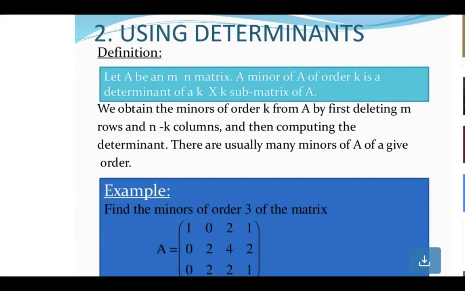We obtain the minor of order K from A by first deleting M minus K rows and N minus K columns and then computing the determinant. There are usually many minors of A of a given order. Here you can see the example which I showed there. Find the minor of order 3 of a matrix A.